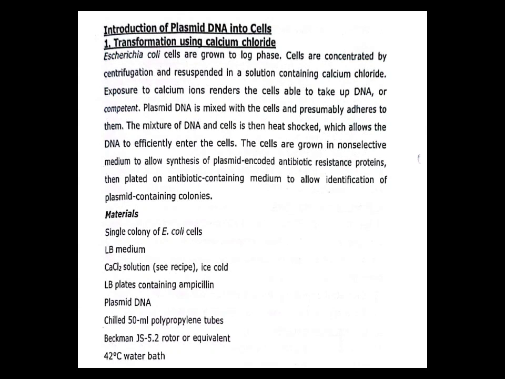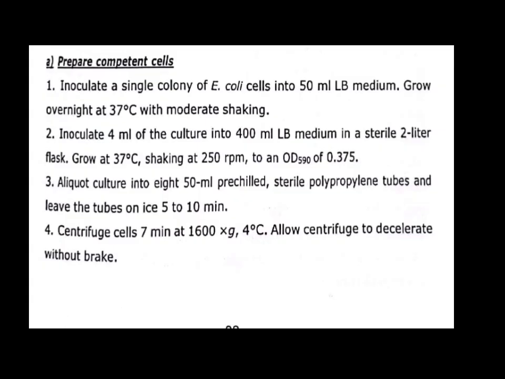Materials: single colony of E. coli cells, LB medium, calcium chloride solution, ice-cold, LB plates containing ampicillin, plasmid DNA, chilled 50 ml polypropylene tubes, Beckman JS 5.2 rotor or equivalent, 42 degrees Celsius water bath.